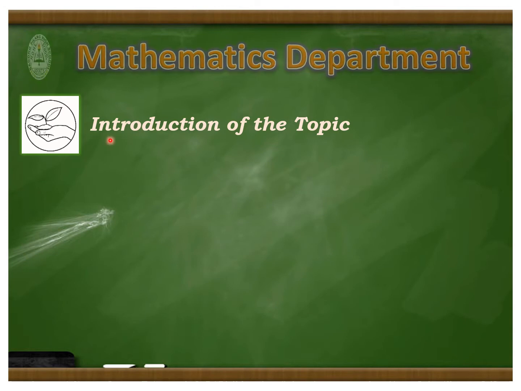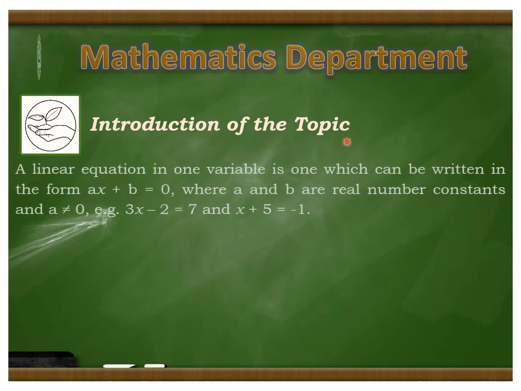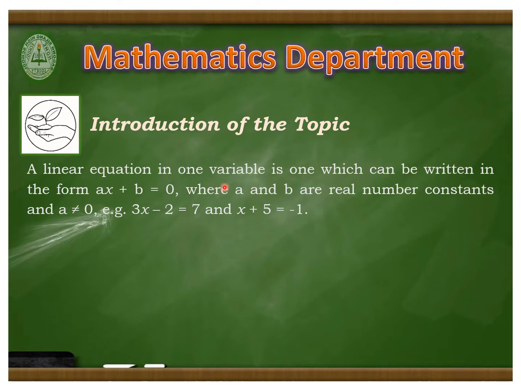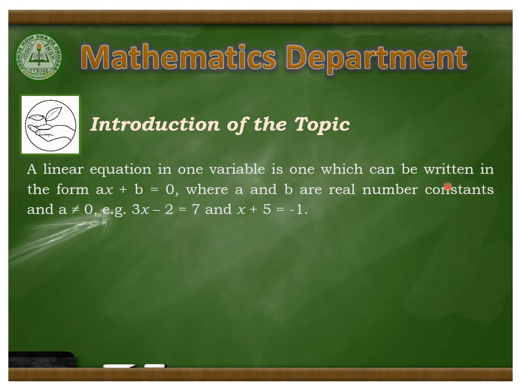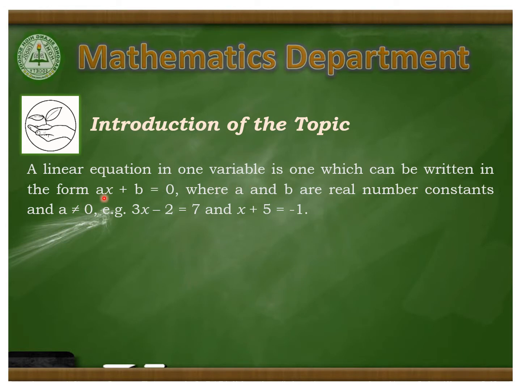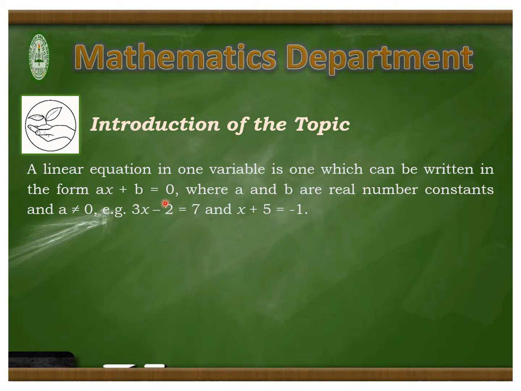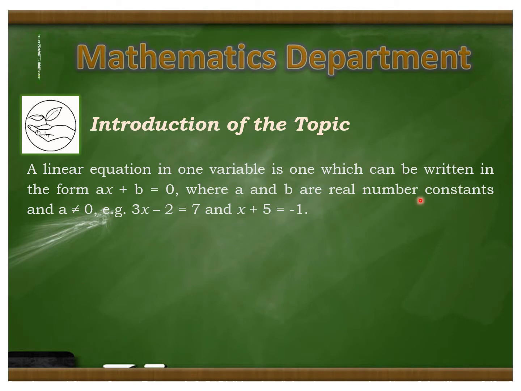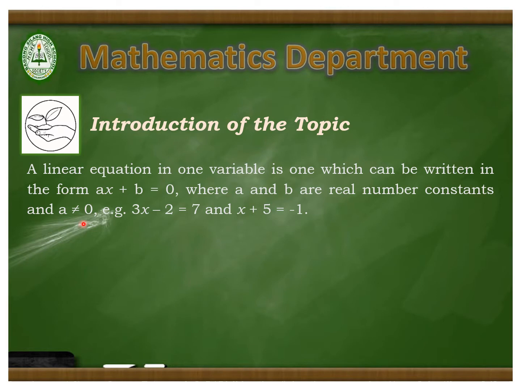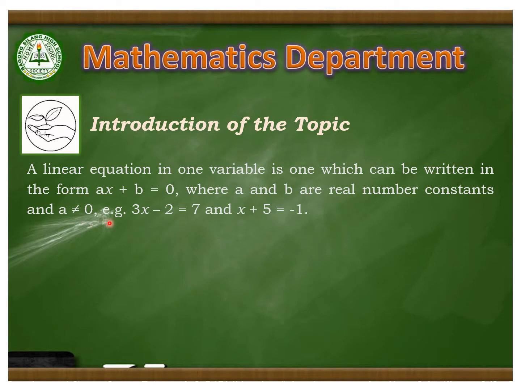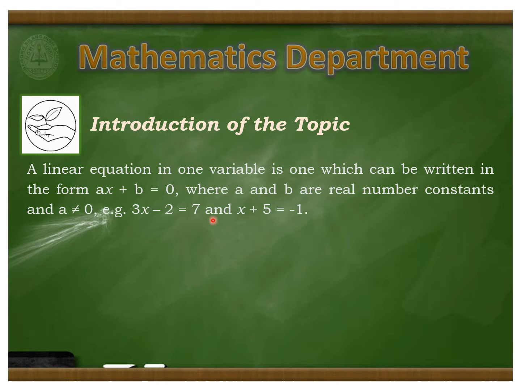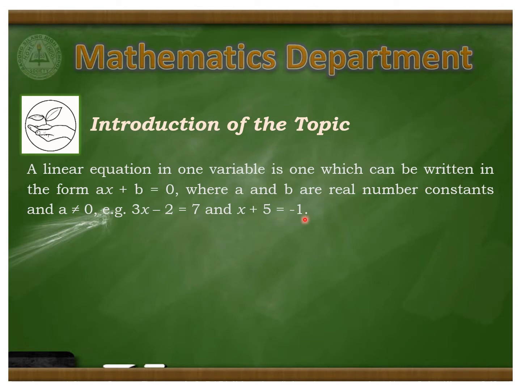Let's have the introduction of the topic. A linear equation in one variable is one which can be written in the form ax plus b equals 0, where a and b are real number constants, and a should not be equal to 0. Exempli gratia, 3x minus 2 equals 7, and x plus 5 equals negative 1.